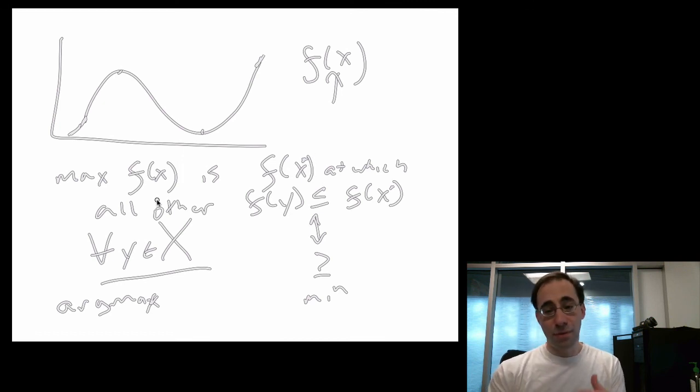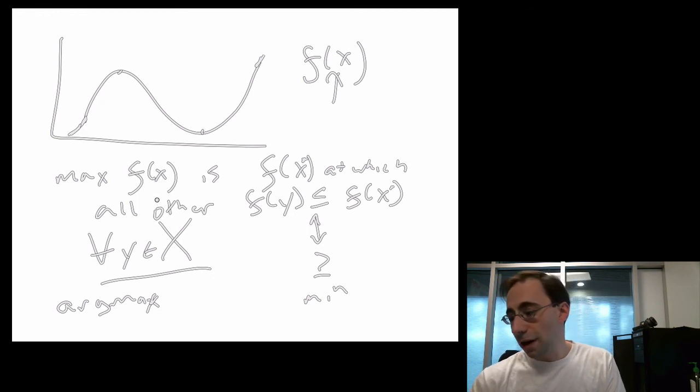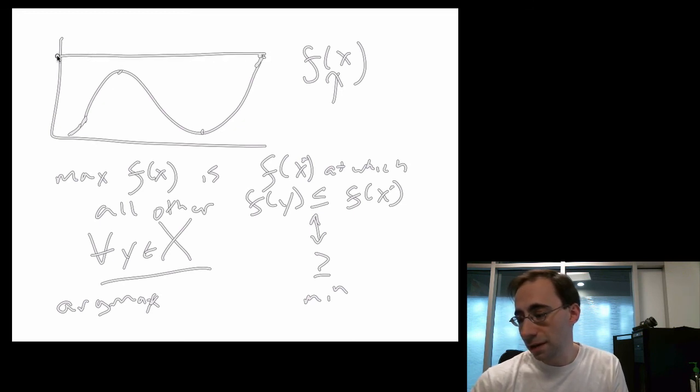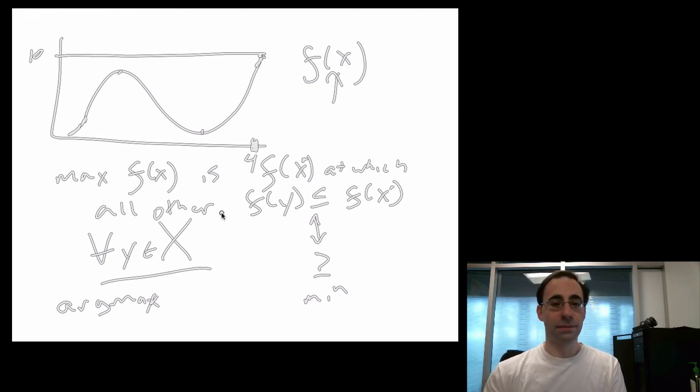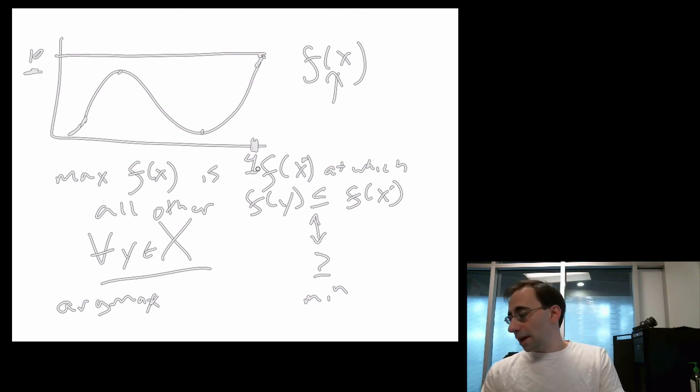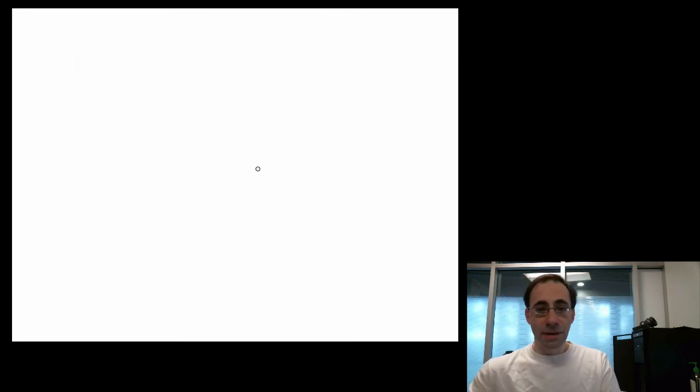So the maximum is the point at which it's highest. The argmax is the point that makes it the highest. So the maximum might be this point over here. Maybe it's like 10. And the argmax is the x that makes it the maximum, which may be 4. So that's the max. This is the argmax. That comes about in game theory, less so in statistics. Okay. So there's a max and minimum, and again, they mean just like they do in English.